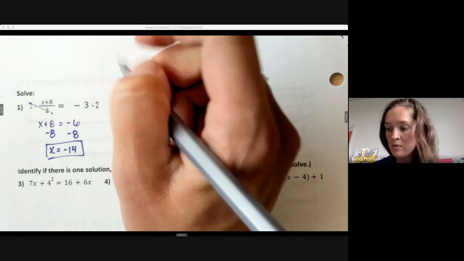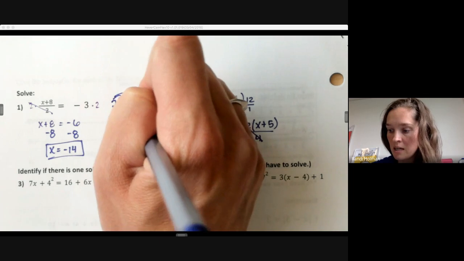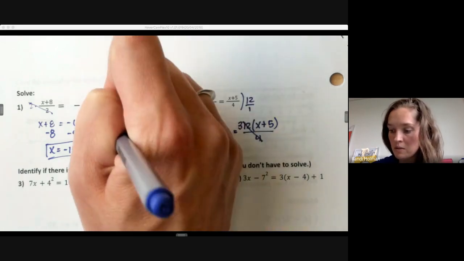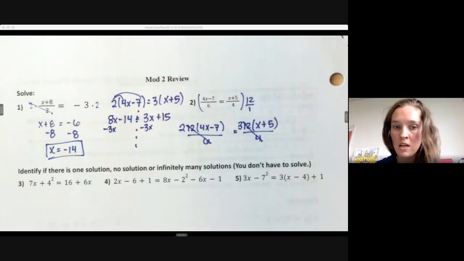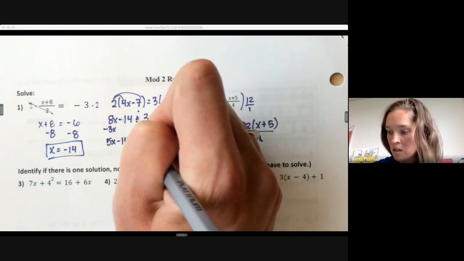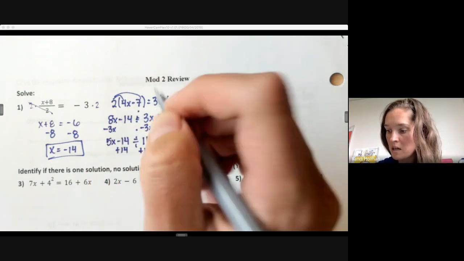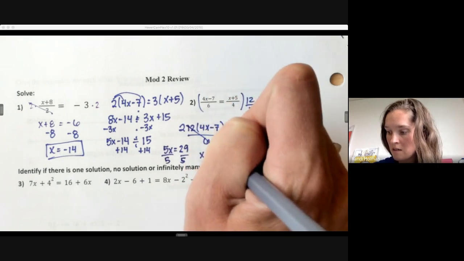Okay, distribute, multiply everything. We get 8x minus 14 equals 3x plus 15. Get your variables on one side by using your inverse operations. So subtract 3x. You could also subtract 8x. That's fine. Just make sure you're doing things on both sides of the equation. Keep equality. So we have 5x minus 14 equals 15. Add 14. Running out of space here. That's okay. 5x equals 29. Divide by 5. We get x equals 29 fifths.